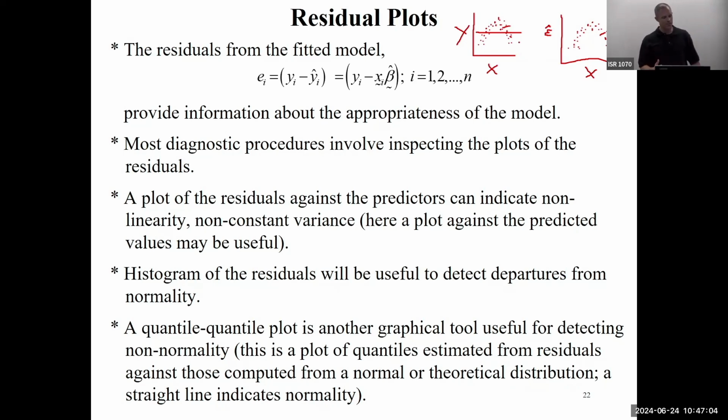And again, why is all this important? Because it activates those significance tests. All of those significance tests, for them to be valid, they rely on normally distributed errors. That's why this is important. Okay, so residual plots, very, very useful.